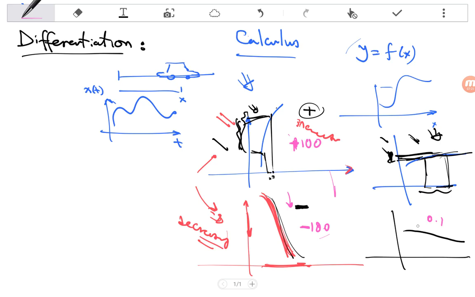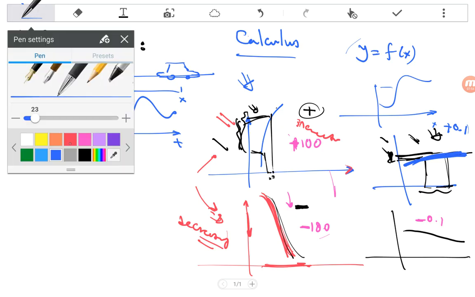But what is the sign of that rate of change? Is it positive or negative in this case? Is it increasing or decreasing? It is decreasing, so I give it a negative value. For this case, the function is slow but increasing, so I give it a positive value but a low value for the rate of change. So what are these numbers? We call it the rate of change.